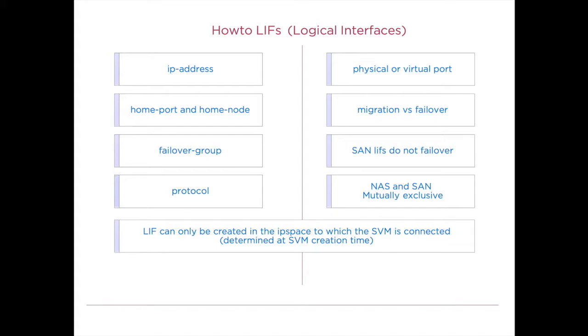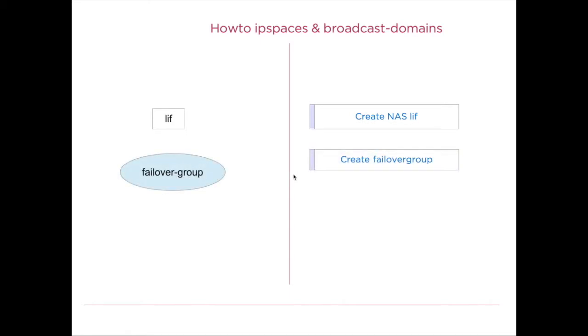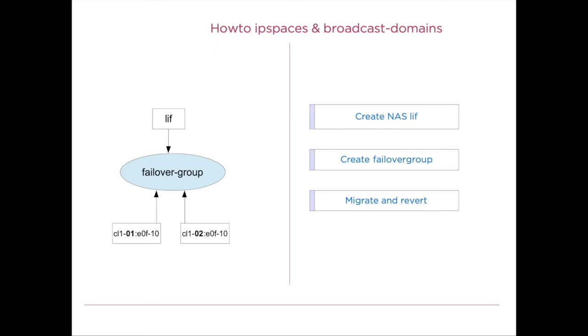So this is what we'll do. We create a LIF that supports a NAS protocol and give it an IP address. We'll create a failover group and connect the LIF to that failover group. Then we migrate and we revert. We change the home port and home node and see what happens when we do that. So let's have a look at it.